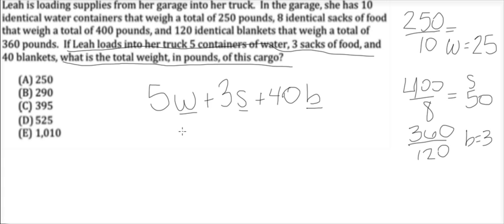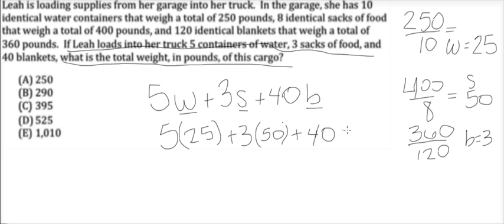Okay, so right now we're basically done. We just have to put this information in and we'll be all set. So we have 5 instead of 5W. Now that we know what W is, we say we have 5 times 25 plus 3 instead of S. We know that S is 50, so 3 times 50. And we're going to add that to 40 times B. And now we know that B is 3, so 40 times 3.